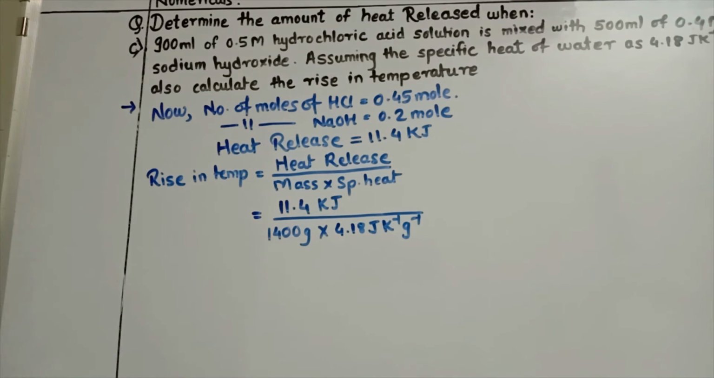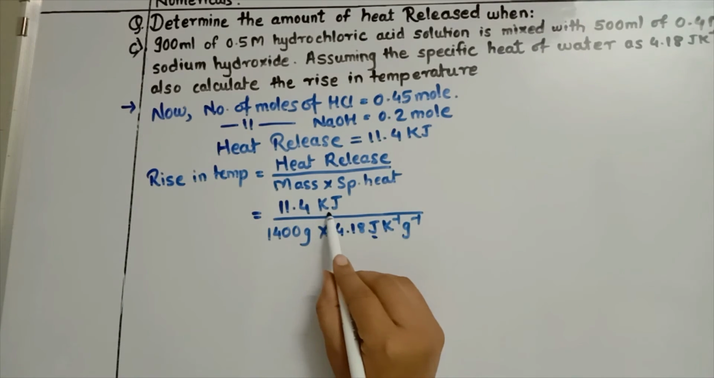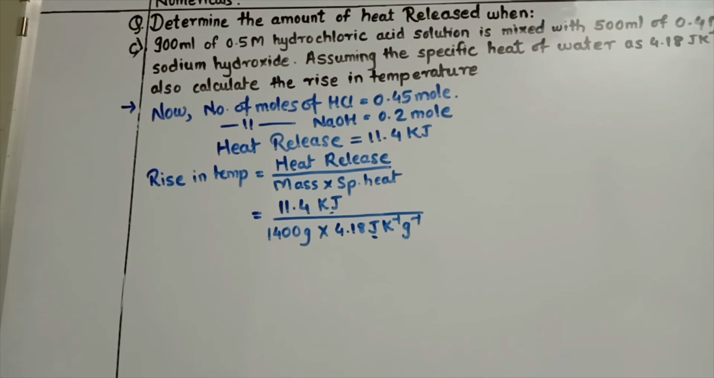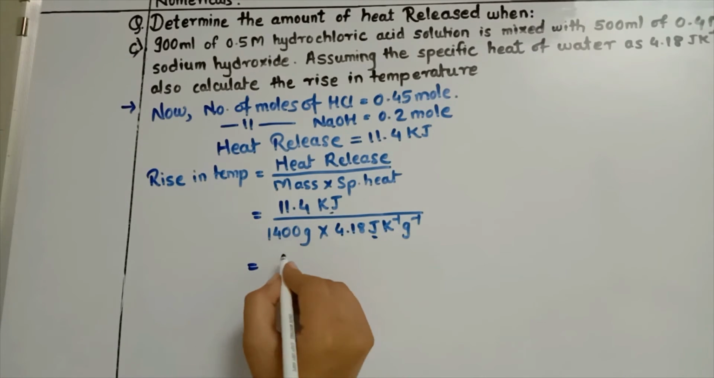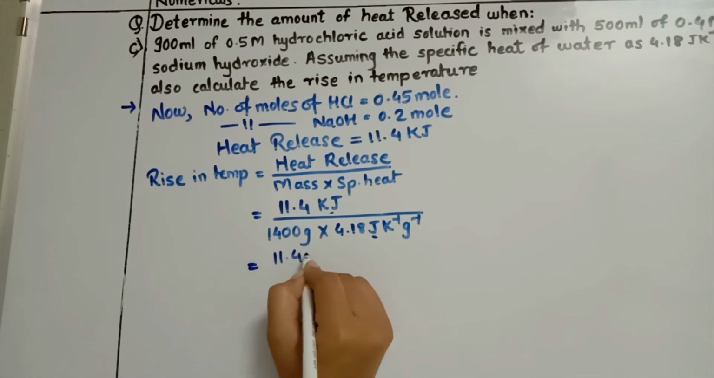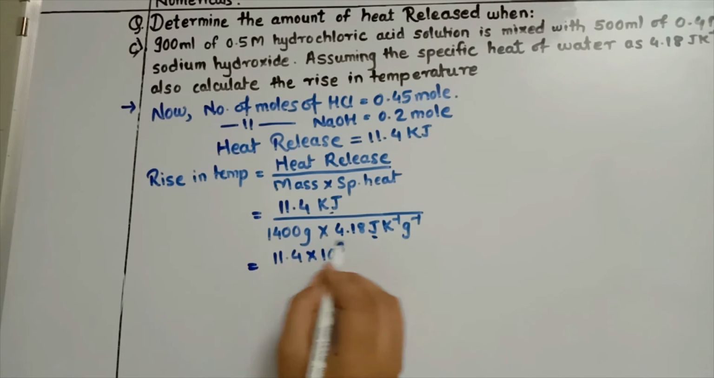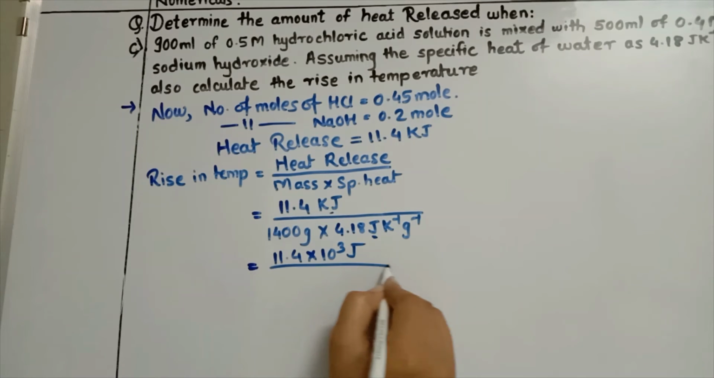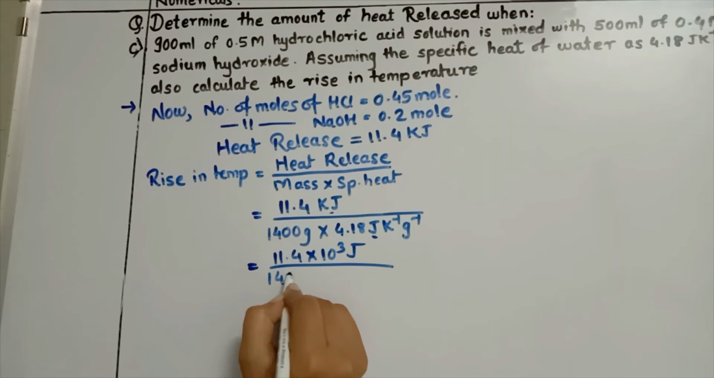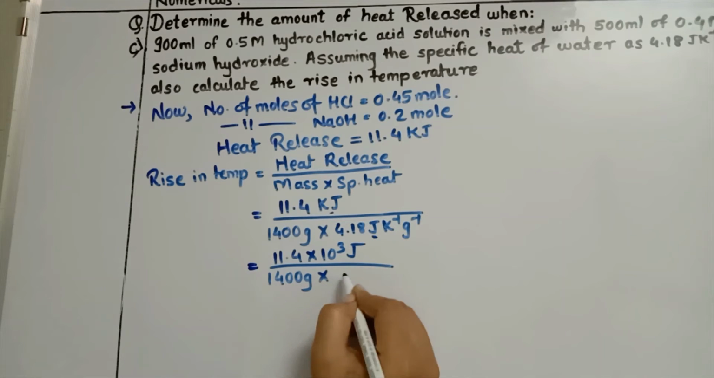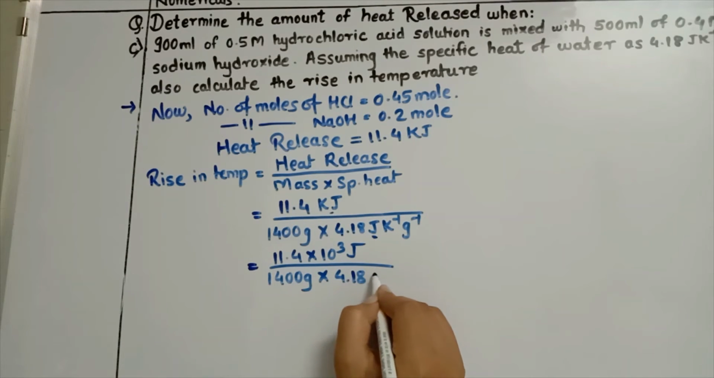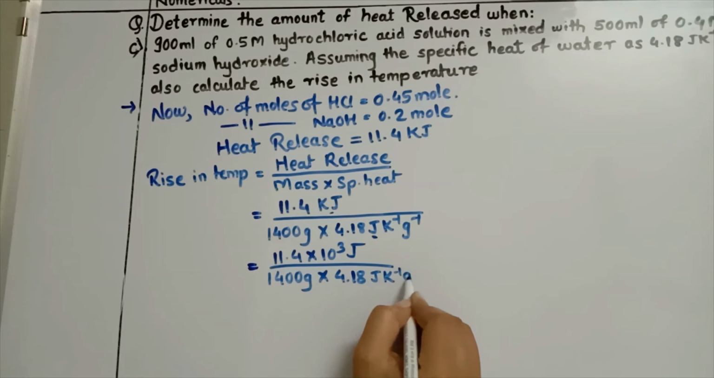Okay, so whenever you are solving any numerical, what you have to remember? You have to remember that the units must be equal. So here there is a joule and here there is a kilojoule. So either you convert kilojoule to joule or joule to kilojoule. So what we will do? We will convert the kilojoule to joule, that is 11.4 into 10 raised to 3 joule upon 1400 gram into 4.18 joule per Kelvin per gram.